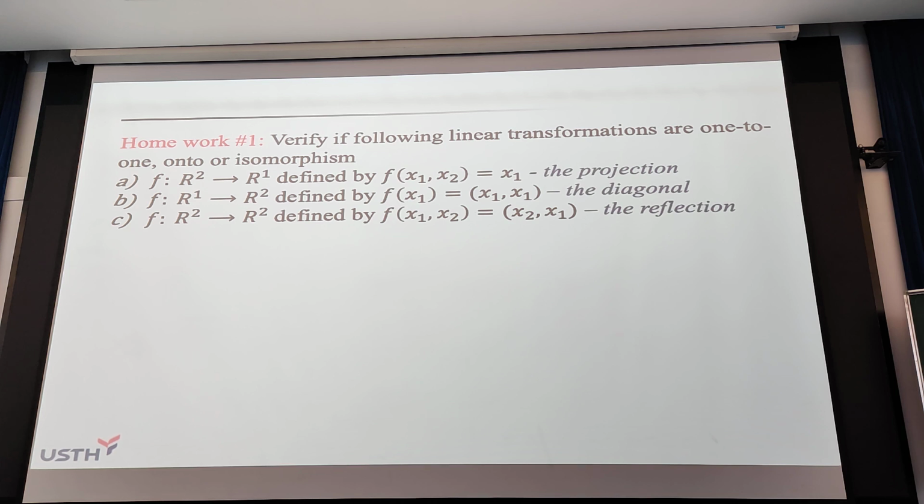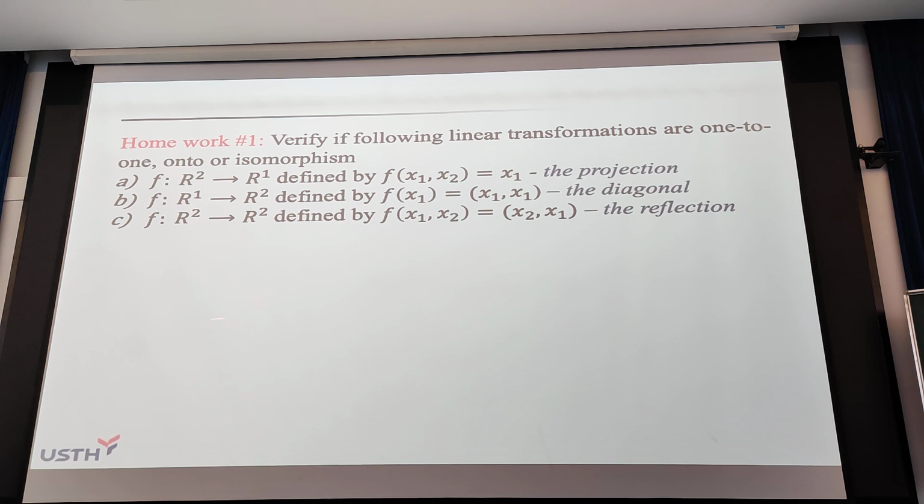And it has the homework. I say the homework number 1. We define the mapping F, in the cases A, B, and C. F, that is from R2 into R1, defined by that one. That is, if you look at the plane, that is the projection on the horizontal axis. The second one is here, defined by F of x1 equal x1, x1. That is the diagonal map. In Vietnamese, it's ánh xạ đường chéo.